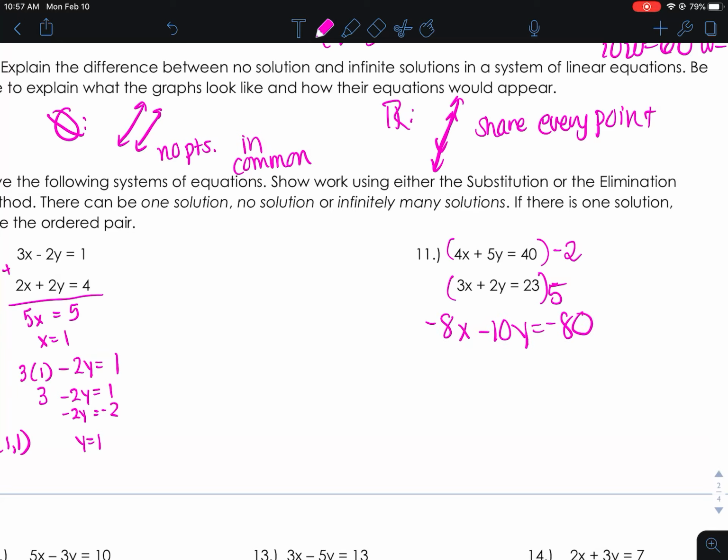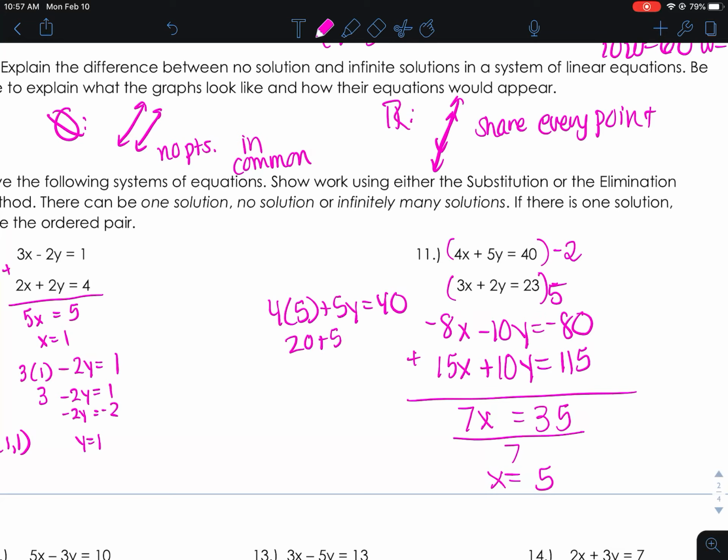Then I can plug it into either equation. I'll just plug in the first one. 4 times 5 plus 5y equals 40. That's 20. And so that's 5y equals 20. So y is equal to 4. So there's your ordered pair there, 5, 4.